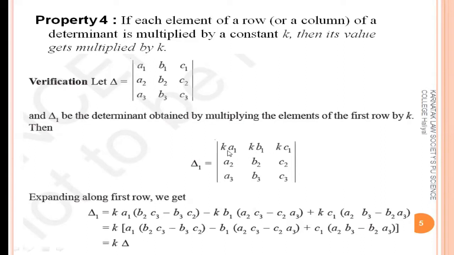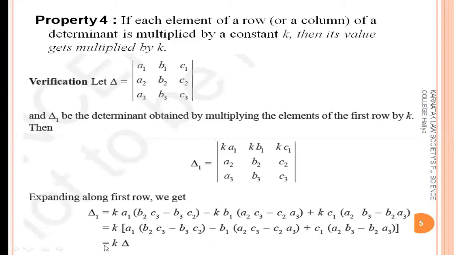Here they multiplied the first row by k. That is kA1, kB1, and kC1. If you expand it as usual, take the same signs, plus, minus, and plus. Here we will take out k as a common factor, and whatever remains is again the expansion of the first determinant, delta. You just expand it and verify, you will get the delta value only.